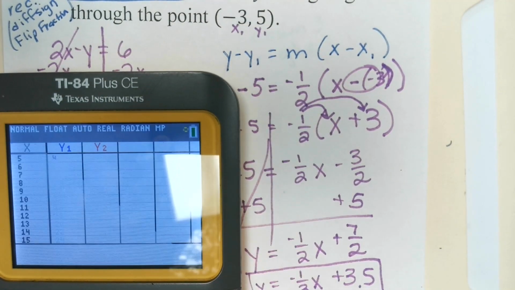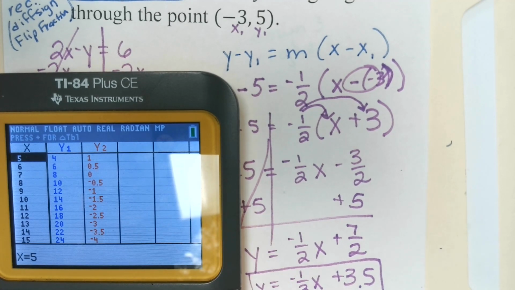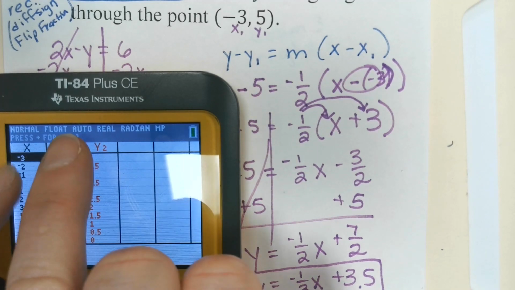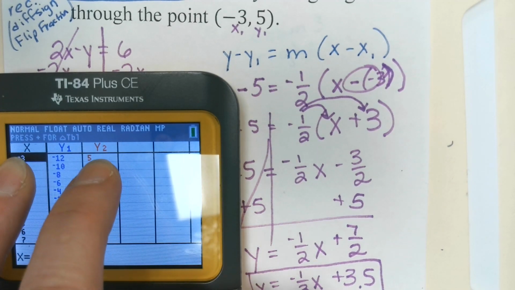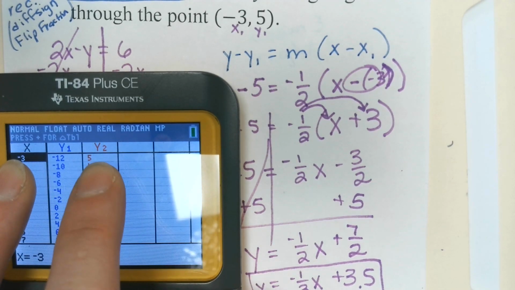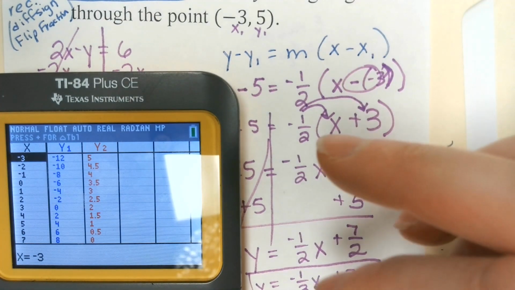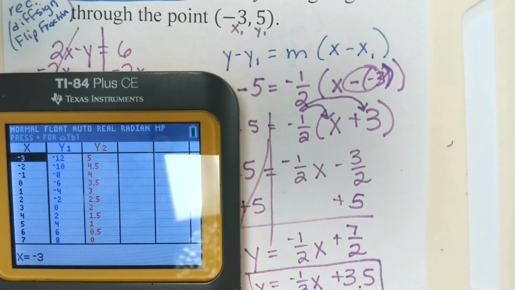Then the last thing to check is make sure that y2 goes through negative 3, 5. So hit second graph, which is your table. Go to where x is negative 3 and make sure that the y is 5. So negative 3, 5. So we did it right. So you're going to glue this in, and you have a quiz. There are 5 problems like these two that you have to show work, but the other ones you don't have to show work on.